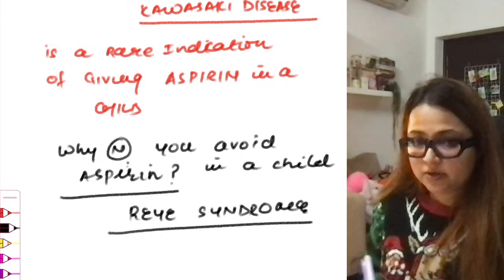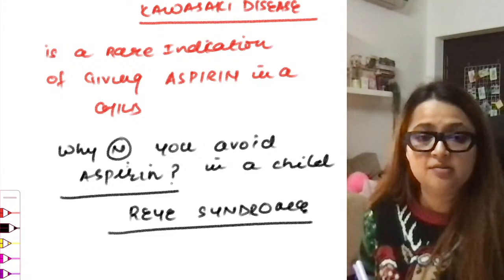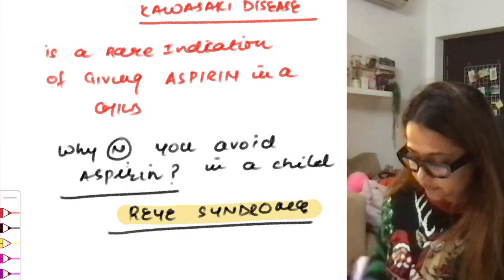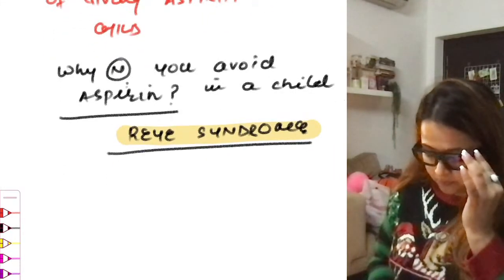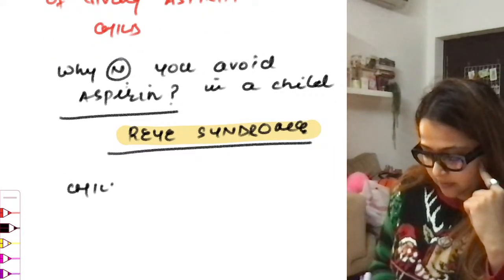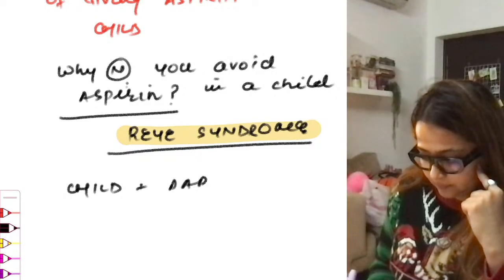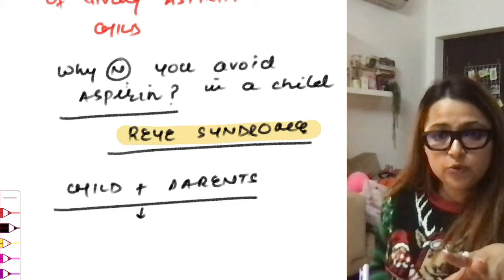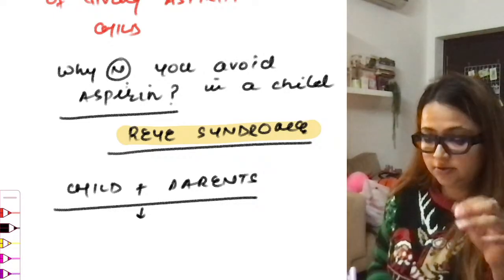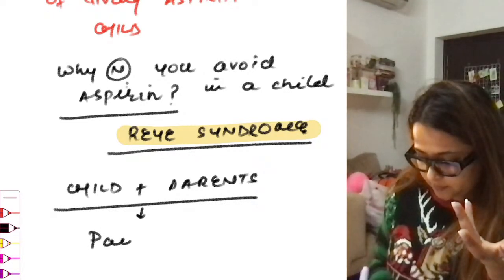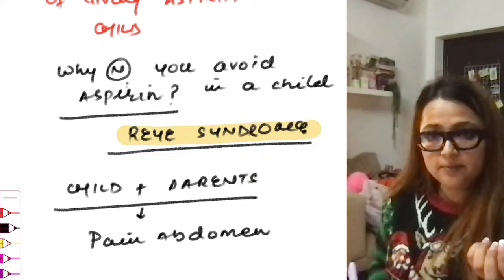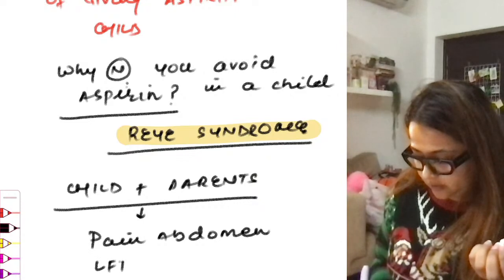In Reye syndrome, the liver gets damaged, there is encephalopathy. Okay. So what kind of history are you expecting in a patient of Reye syndrome? I'll tell you a scenario. The child comes with the parents to the OPD and they tell you that this child is having pain abdomen. They have the reports in which LFTs are deranged.